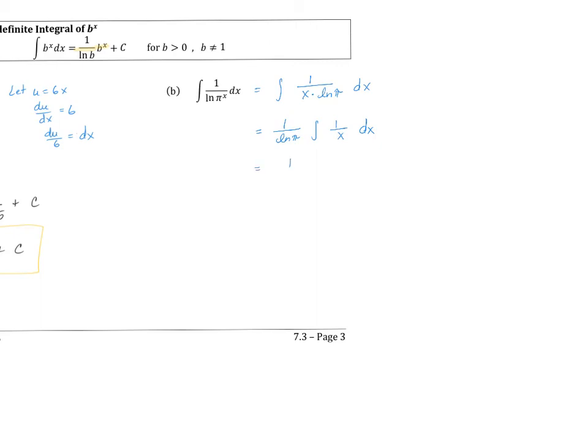We just have to remember that it's going to be the natural log of the absolute value of x. An indefinite integral, it would be plus the constant c. And I'm okay if you just leave it like this, or if you wish, you could write it as the natural log absolute value of x over natural log of pi plus c.